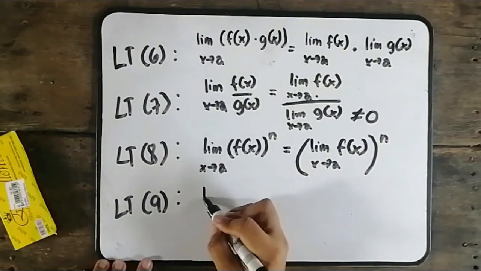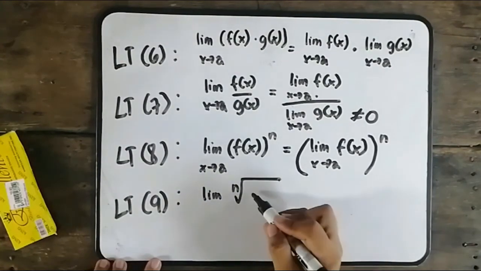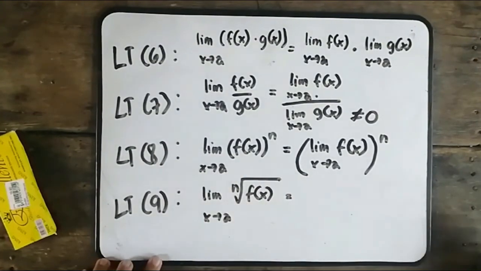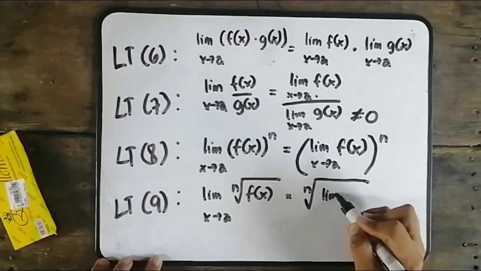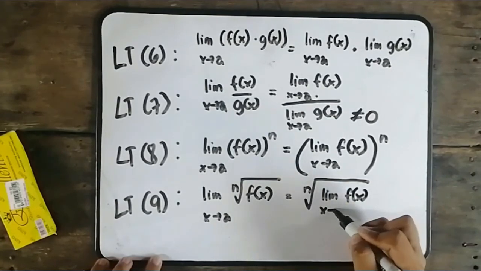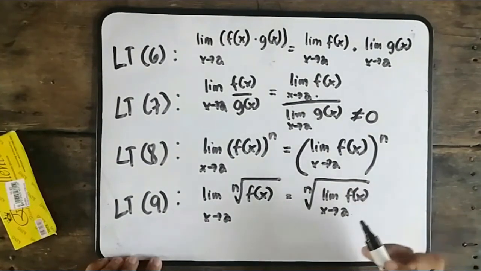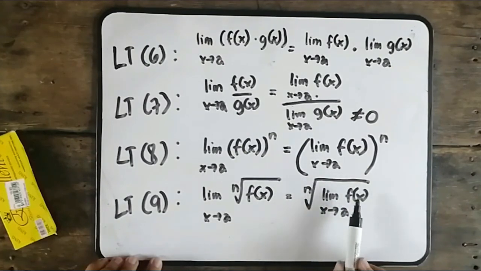And finally, limit theorem number 9, pag meron tayong limit ng root, nth root ng isang function, so pwede nating ilabas yung root and then kunin yung limit ng function natin. Okay. Provided that, again, dito, kapag even yung n natin, dapat yung nasa loob ay positive. Okay? Kapag even ito at negative yung nasa loob, therefore, the limit does not exist.